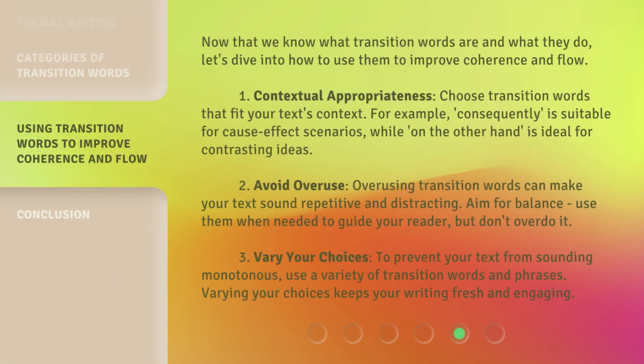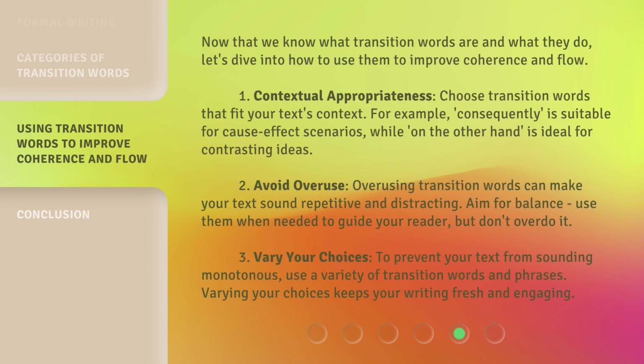Now that we know what transition words are and what they do, let's dive into how to use them to improve coherence and flow. 1. Contextual appropriateness. Choose transition words that fit your text's context. For example, consequently is suitable for cause-effect scenarios, while on the other hand is ideal for contrasting ideas.